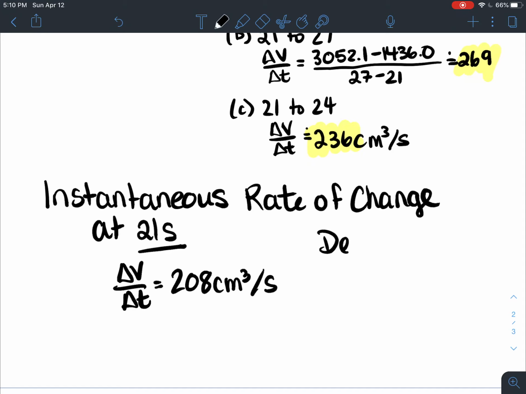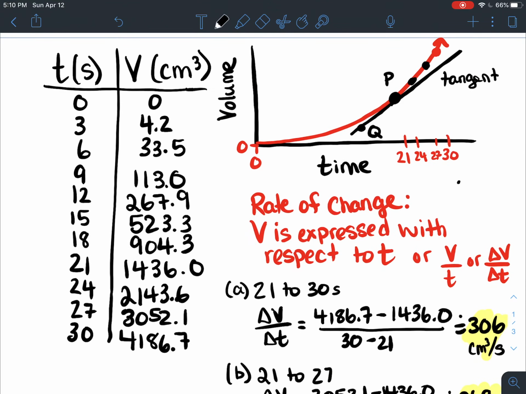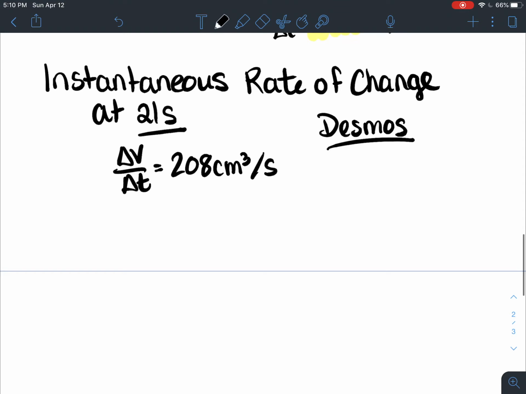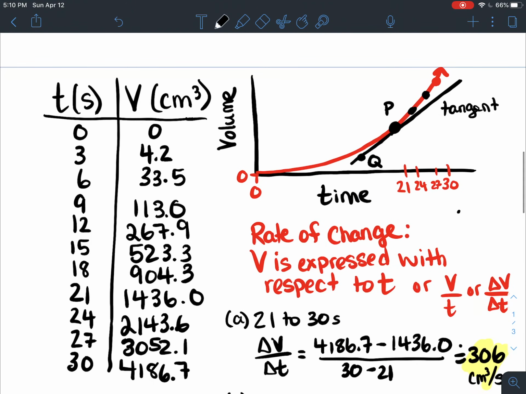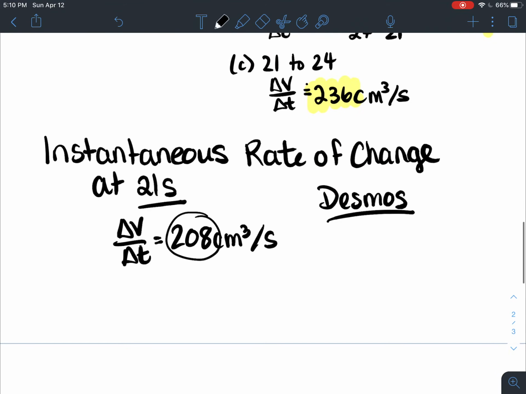So if you want to open up Desmos and try graphing this data and draw on your own tangent line, or try graphing it by hand even, all you have to do is sketch a tangent line as well as you can with a ruler, pick another random point on your graph, and then do the exact same thing. Calculate your change in Y over your change in X, and see if you get roughly 208 centimeters cubed.